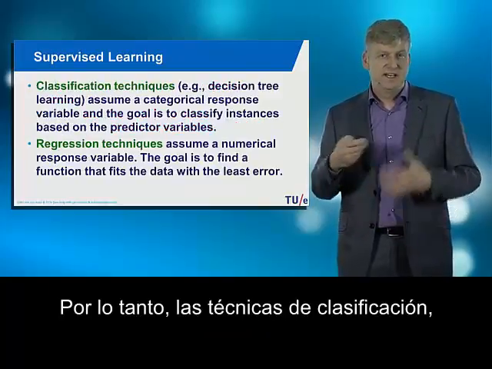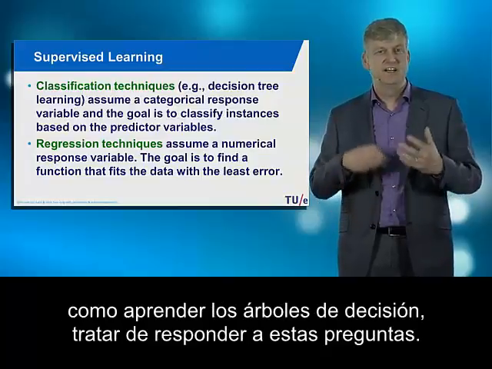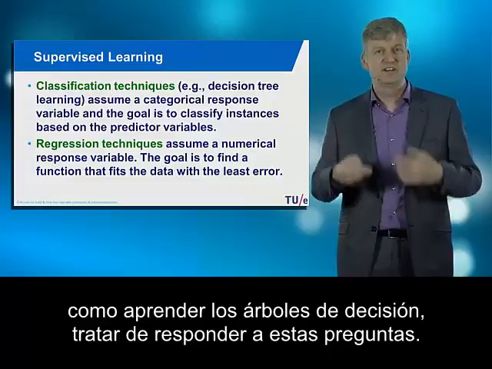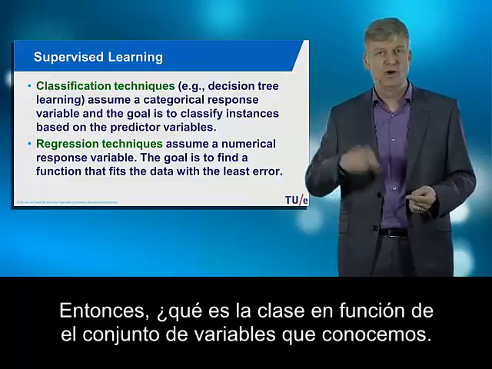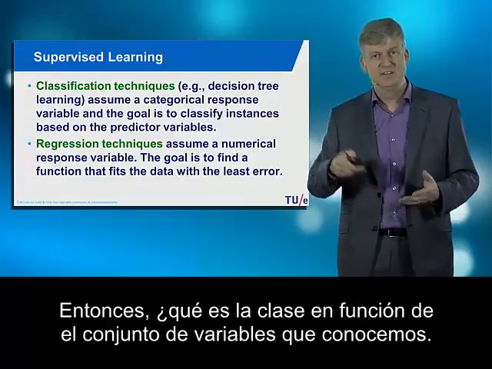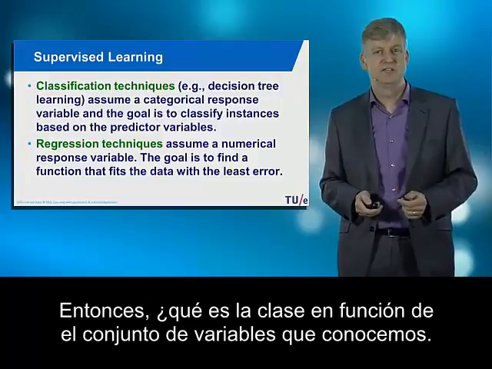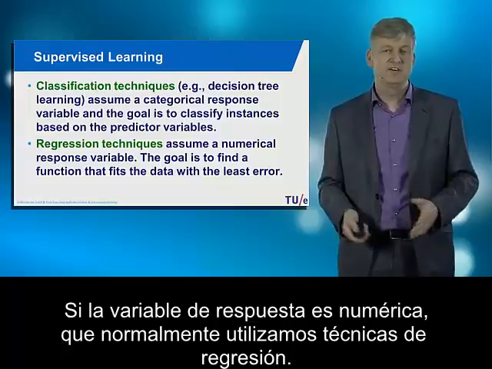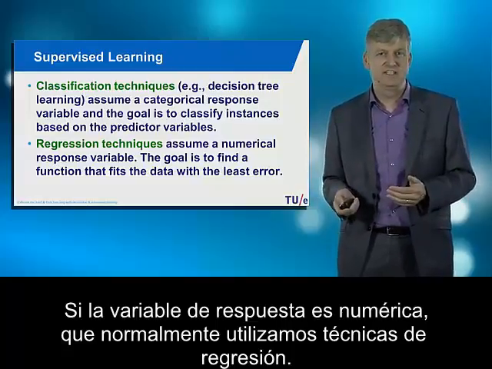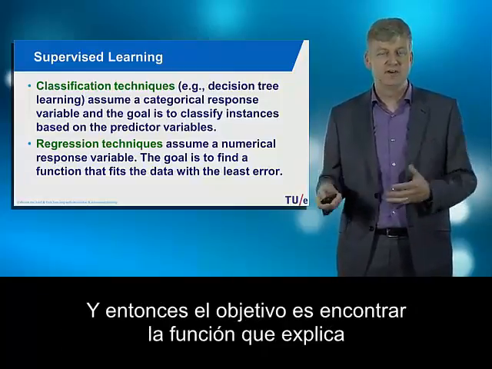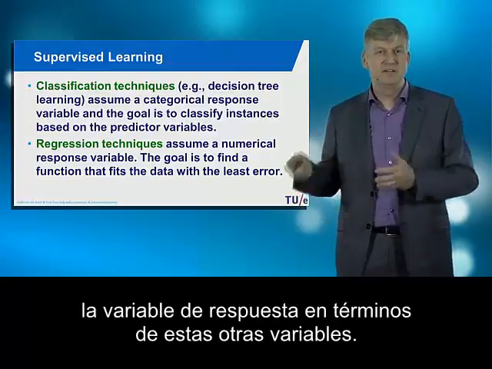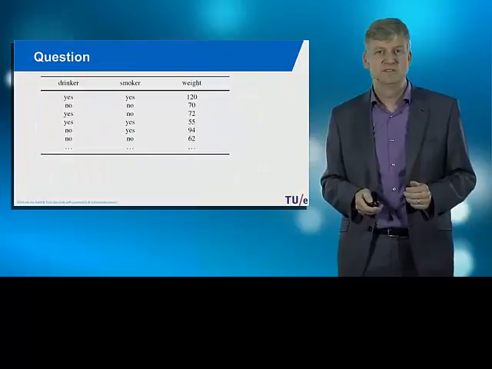So classification techniques like learning decision trees aim to answer such questions. So what is the class depending on the set of variables that we know? If the response variable is numerical, we typically use regression techniques. And then the goal is to find a function that explains the response variable in terms of these other variables.